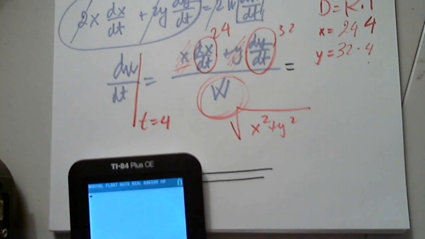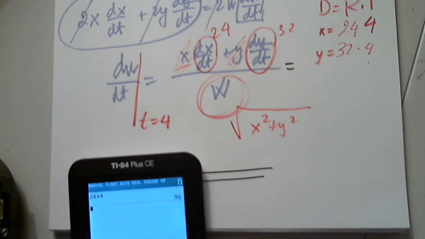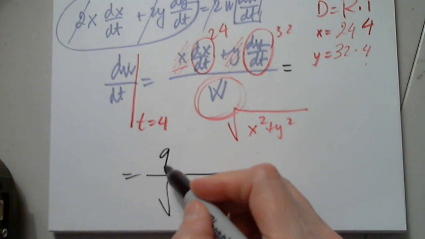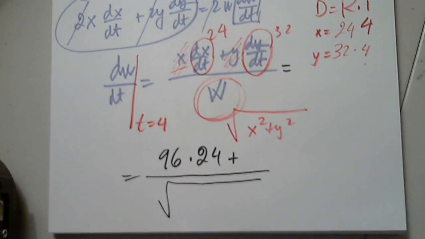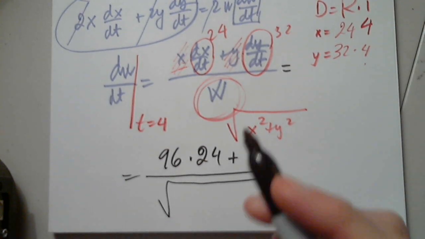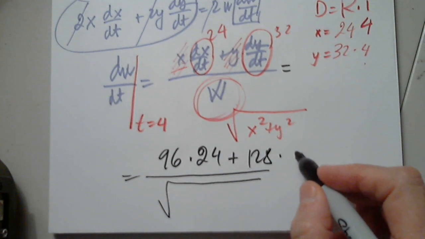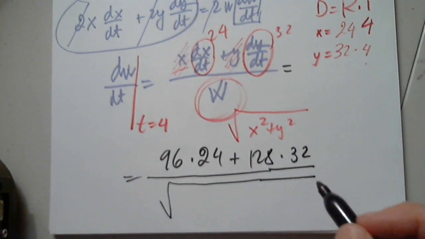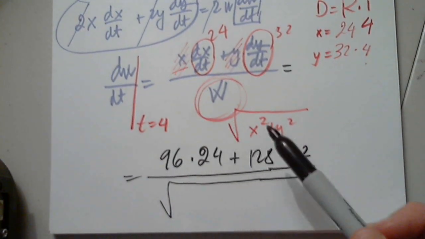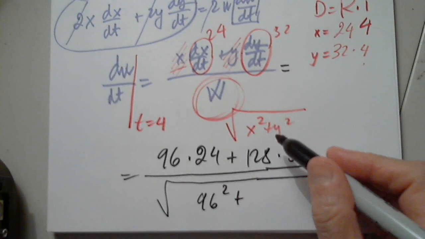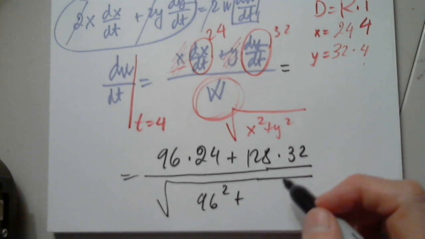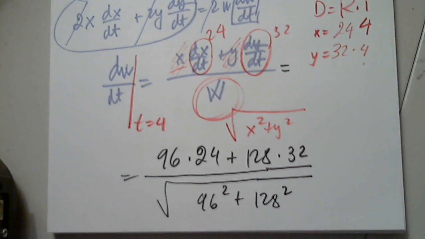So x, 24 times 4. Lazy people use a calculator. 96. Multiplied by 24 plus 32 times 4. I shouldn't do this, but I'm not giving you a good example. Okay, so then I have x squared, which is 96 squared, plus y, which is 128 squared.